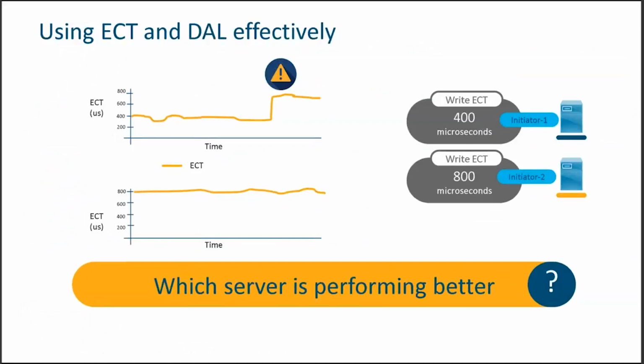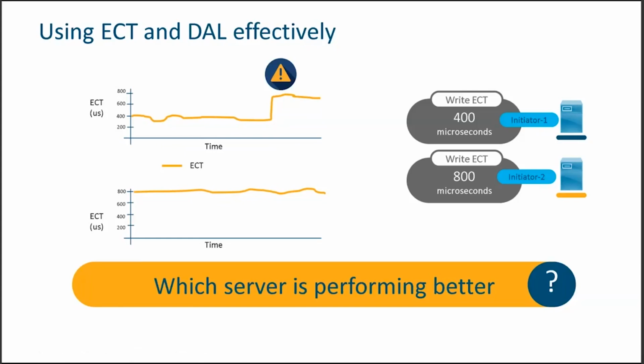If the ECT of server one, or initiator one, has been 400 microseconds, but it increases to 800 microseconds now. See in that graph? I think that's where I get concerned. I wouldn't really get concerned about the straight line value of 800 microseconds, because it has been like that. Nobody has been complaining. The application is running okay forever.